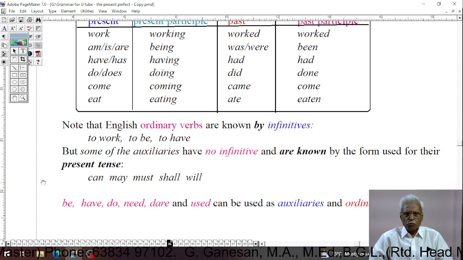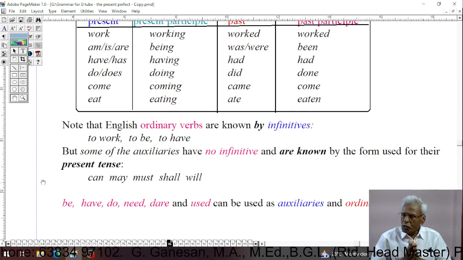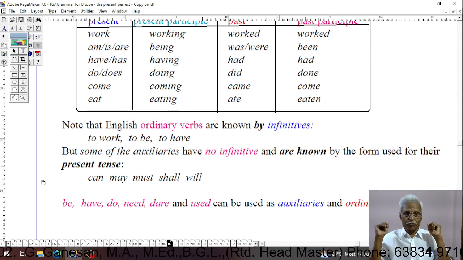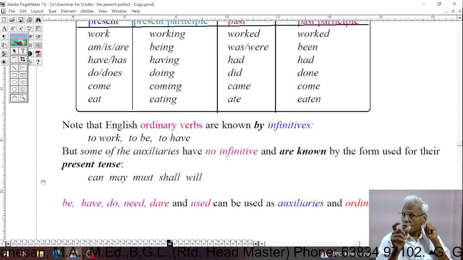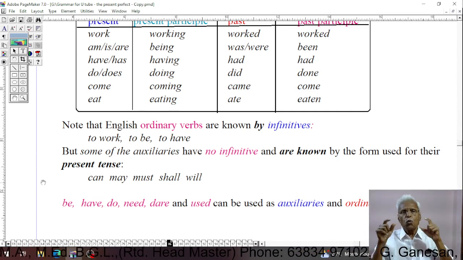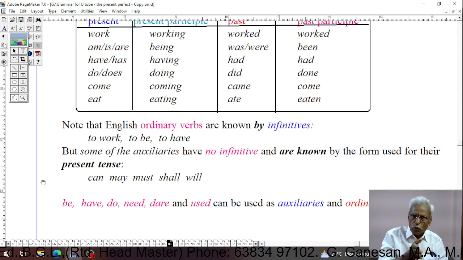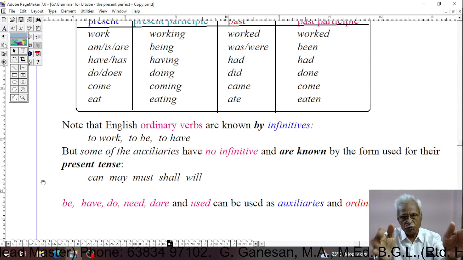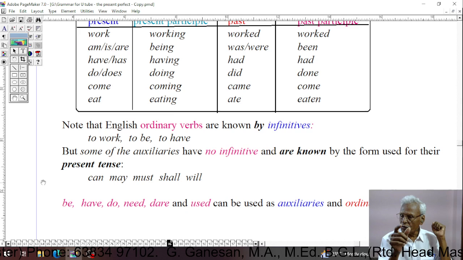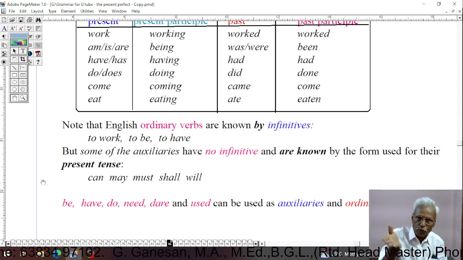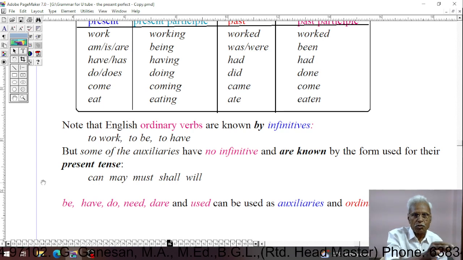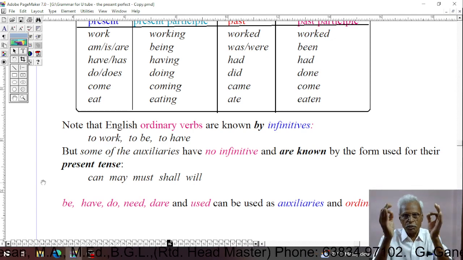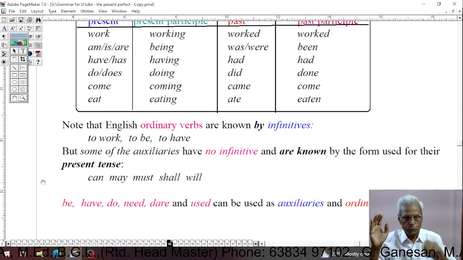Dear students, English ordinary verbs are introduced as infinitives. What is infinitive? When to is placed before the present ordinary verb, it is called the infinitive. All the English ordinary verbs are introduced as infinitives. That we got to know.